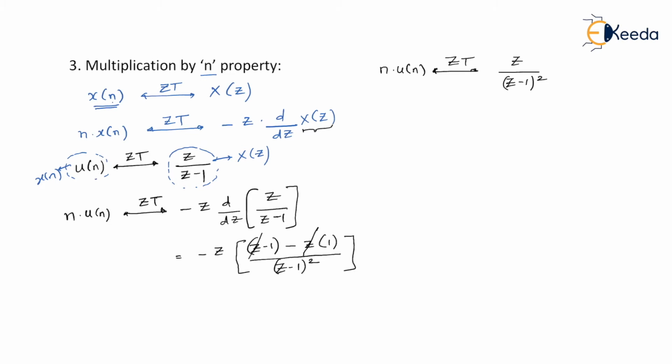Is that right? So this is how we can deal with n times u of n, or the multiplication by n property can be applied in this way. To make you more comfortable with this property, I'll take one more example. I'm sure you remember that for u of n, we have Z transform as z upon z minus 1.